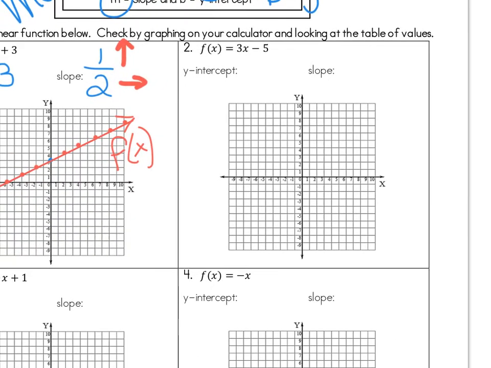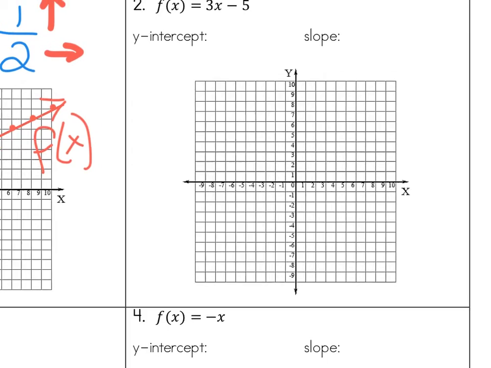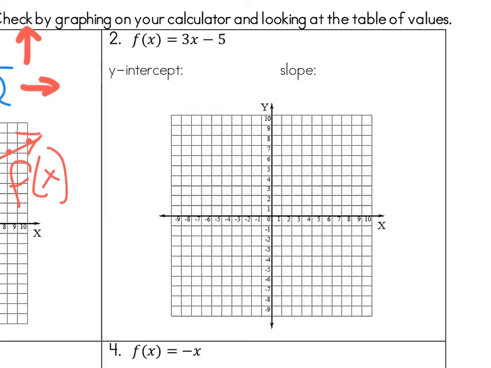All right, let's move on to 2. Hopefully I'm not going to have as hard of a time graphing as I did in the other one. Let's zoom in. All right, 2. How do we graph? Well, we need to know where we begin, which is our y-intercept, which is the -5. That's always the constant in our function. And our slope is 3.